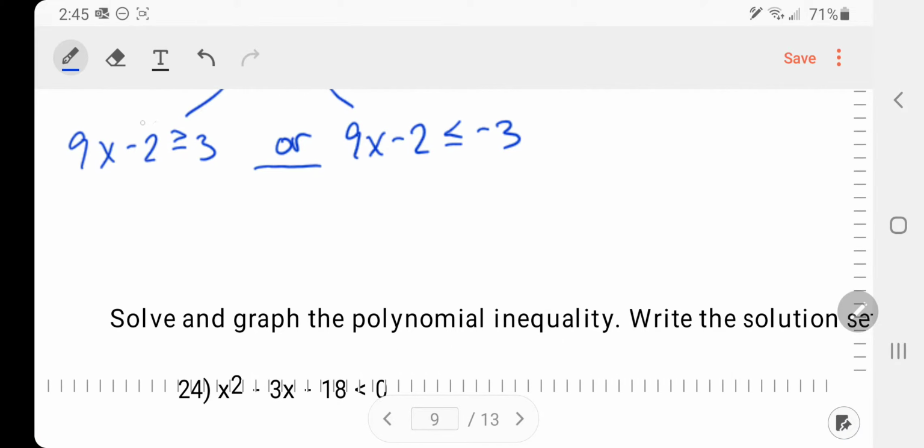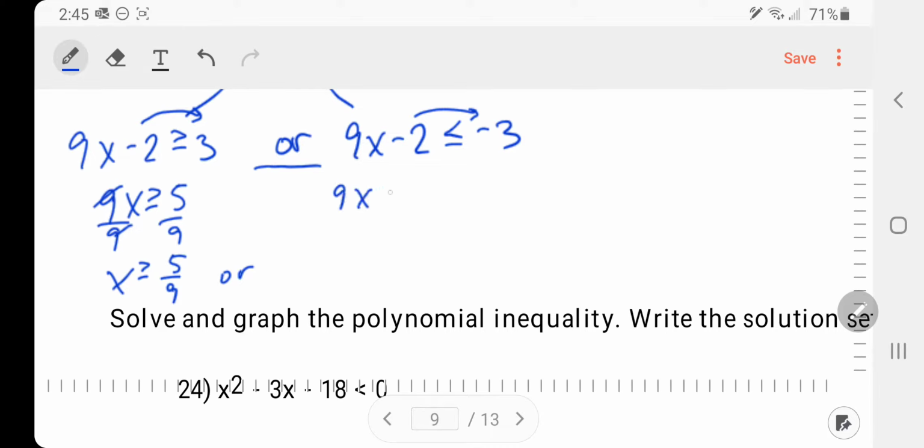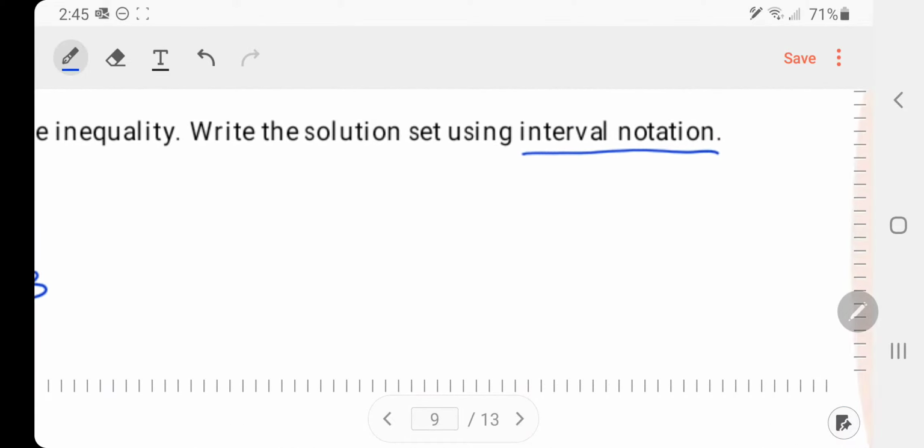All right, so now let's solve each one of these for x. Let's see, 9x greater than or equal to, that's going to become a 5. Divide both sides by 9. x is greater than or equal to 5/9. Or, moving the minus 2, 9x is less than or equal to, that's going to be minus 1. Divide both sides by 9. x is less than or equal to negative 1/9. Okay, now to the number line.